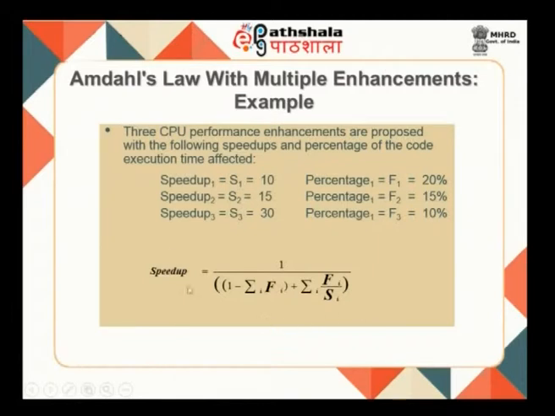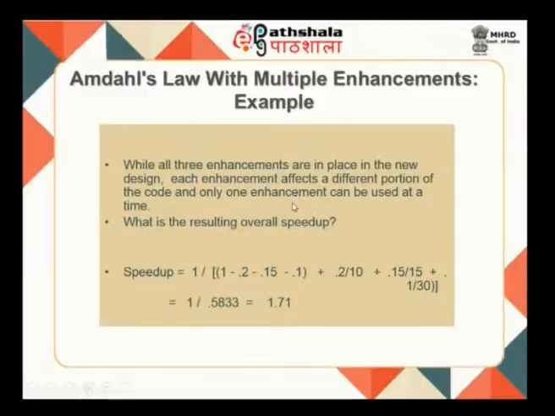Now the speed up equation, because you have multiple enhancements which are brought in, all you have to do is, instead of saying 1 by (1 minus f plus f by s), it becomes 1 by (1 minus sigma i fi plus sigma fi by si). So this is how your equation is modified when you have multiple enhancements. Now just plugging in all these values, while all these 3 enhancements are in place in the new design, each enhancement affects a different portion of the code and only one enhancement can be used at a time. Now, what is the resulting overall speed up?